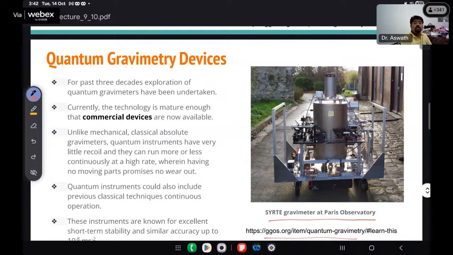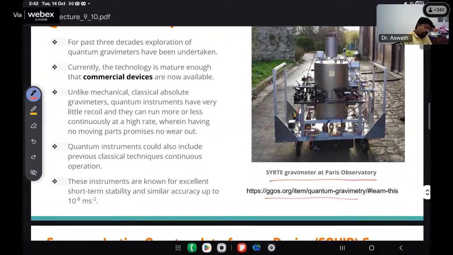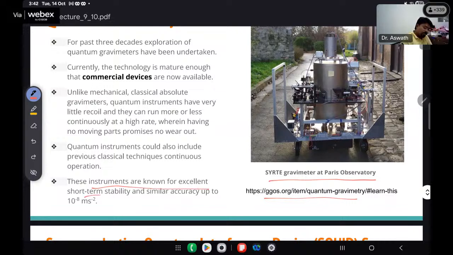The quantum instruments require very little maintenance, and they can run more or less continuously at a high rate, and having no moving parts promises no wear out. What is given here is a quantum gravimeter based on rubidium atoms. These quantum instruments could also include previous classical techniques, like continuous operation. Most importantly, these instruments are known for excellent short-term stability and accuracy up to 10 to the power of minus 8 meter per second squared.